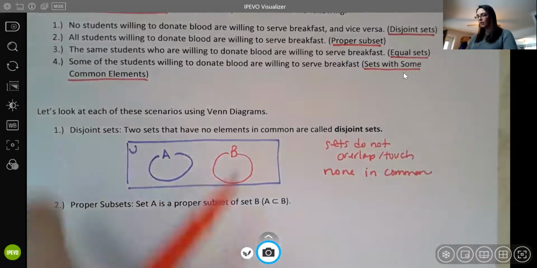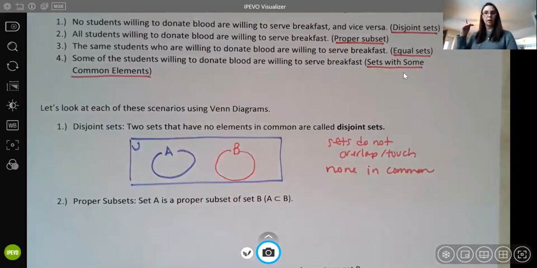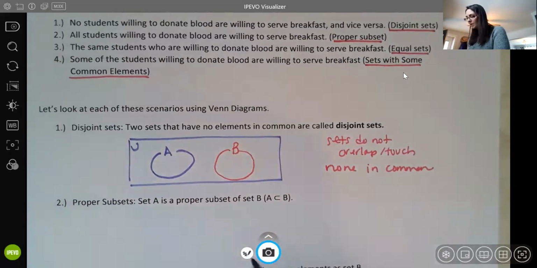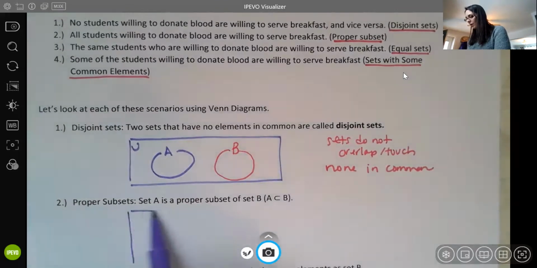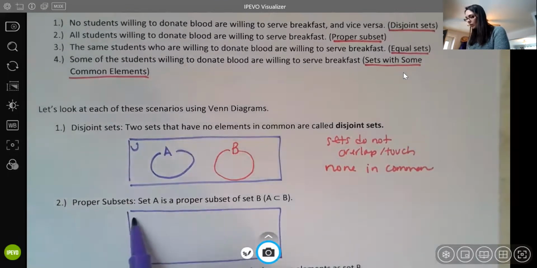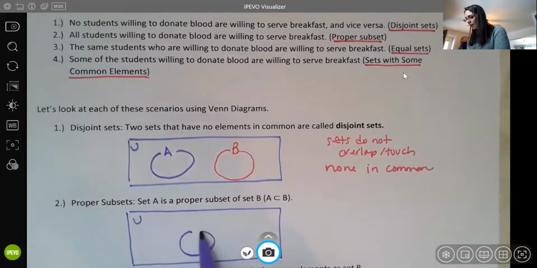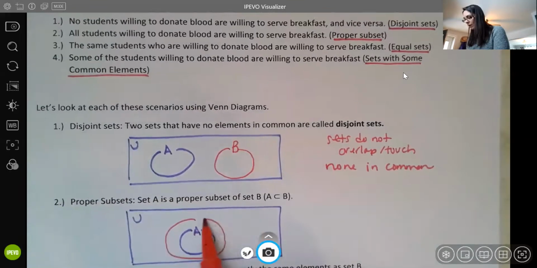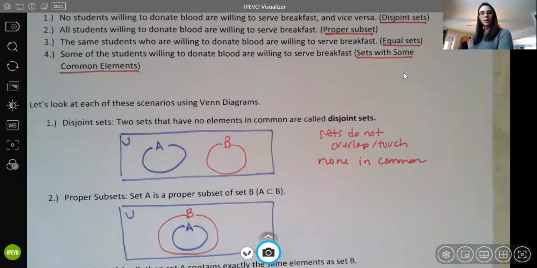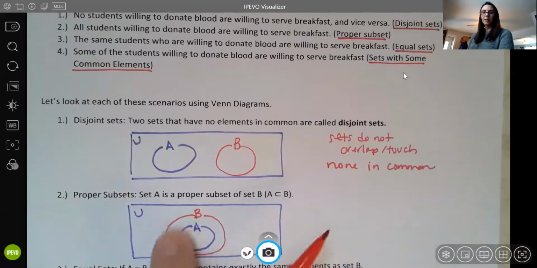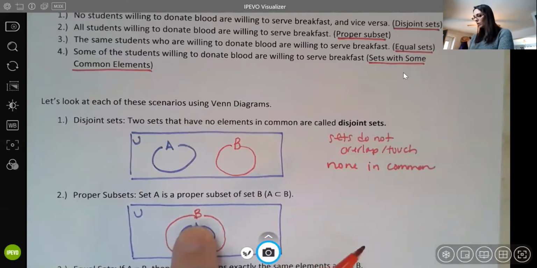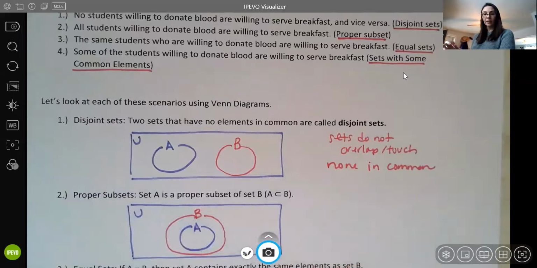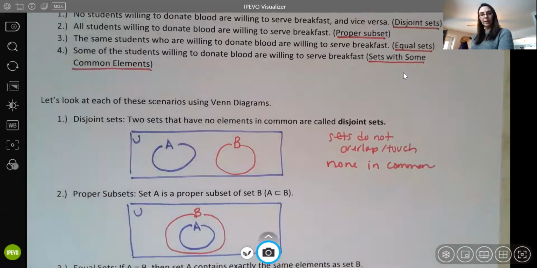They have nothing in common. Now, in the second example, and the 1, 2, 3, 4 here relate to the 1, 2, 3, 4 above with the student examples, set A is a proper subset of B. So what the picture would look like here is you'd have your set A, and it's contained totally in your set B. So this is what it looks like when one of them is a proper subset of the other. Everybody who's donating blood is also going to serve breakfast. So you have a proper subset here. A is contained in B. And that's what the Venn diagram looks like.